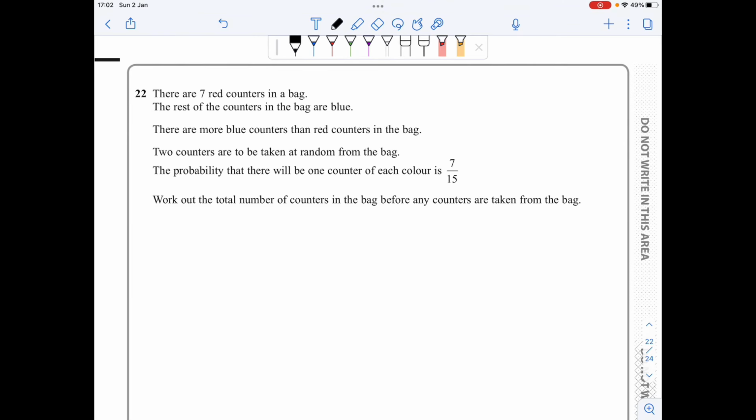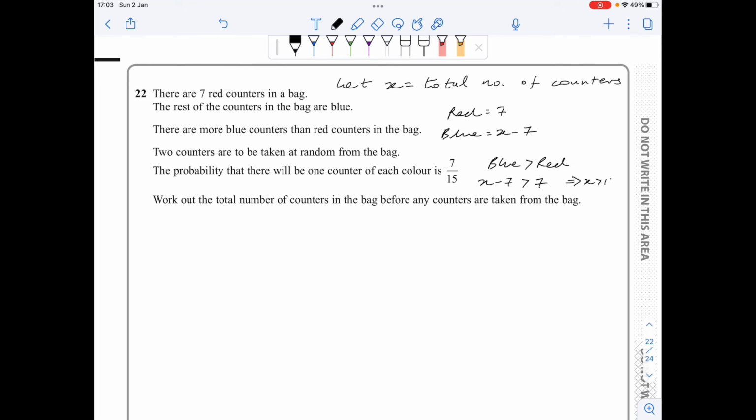In question 22, I'm going to let x be the total number of counters. Now, there are 7 red and the rest are blue. So I've got x minus 7 blue. And I'm also given that there are more blue than red. So blue is bigger than red. So x minus 7 is bigger than 7, which means that x is bigger than 14. I'll probably use this restriction at some point to select a value of x.